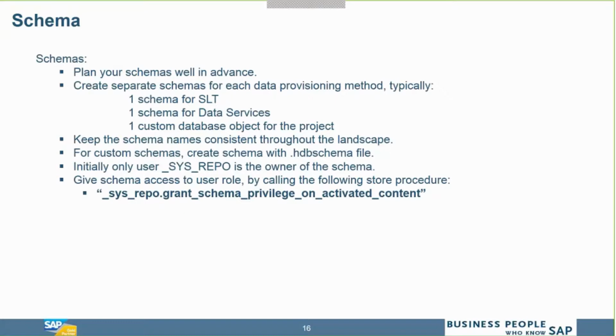So another thing I want you to remember is when you create a schema with the HDB schema file, initially the owner of that schema would be SYS_REPO, which is a pre-built user which comes with your HANA install. So in order for you to assign this to a user or a particular role, you need to run the stored procedure which I have mentioned here. So once you run the stored procedure, the rights on the schema get granted to the role or the user that you have mentioned in the call statement.